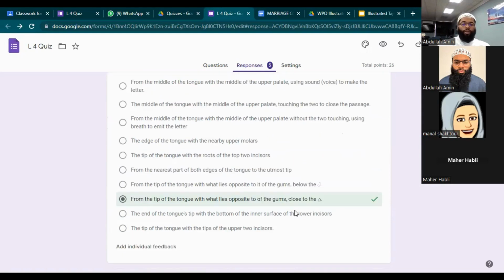The specific articulation point of the ra is from the tip of the tongue with what lies opposite of the gums, close to the letter noon. So the ra is close to the letter noon, just about the same articulation point. The difference is with the noon, you close the passage and the sound comes out through the nose. With the ra, it's almost closed, but you leave a small gap at the tip of the tongue and the sound comes out through that gap. Ar, ar, ar. Okay?